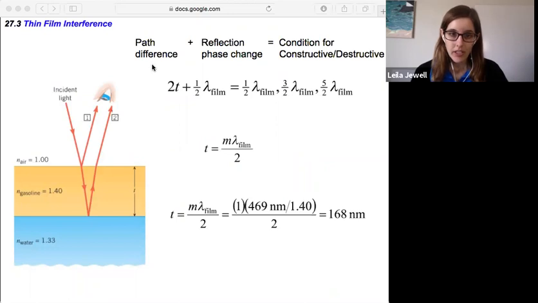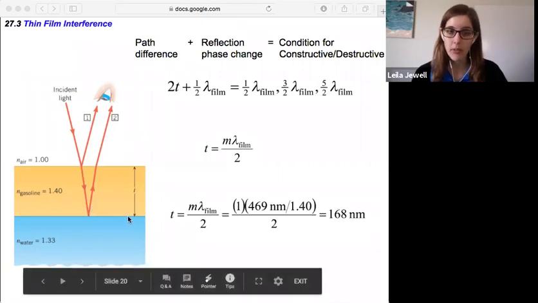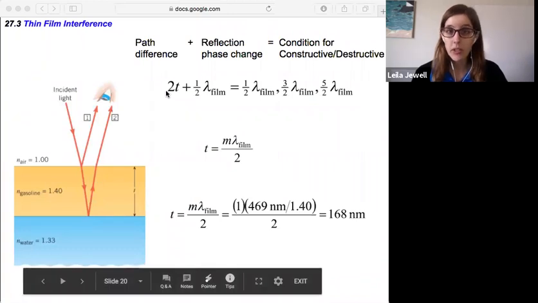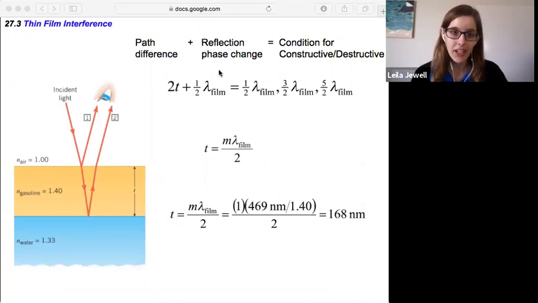So the key is we want to find the total path difference and phase change. So first, the path difference is how much longer is path 2 to path 1? Well, it's quite literally just the distance t times 2. So it goes in the thickness and out the thickness, 2t. That one is always the same, so that's a nice consistent path difference.